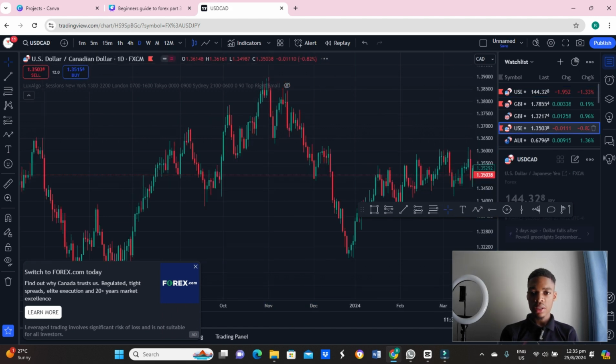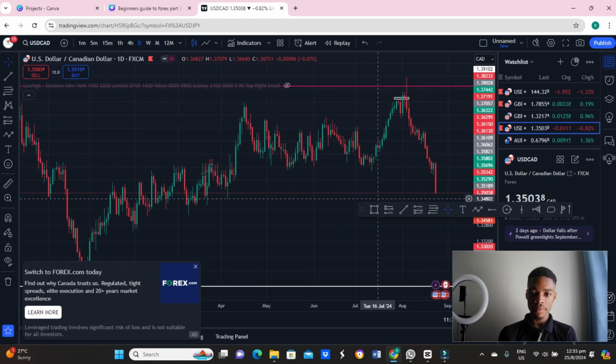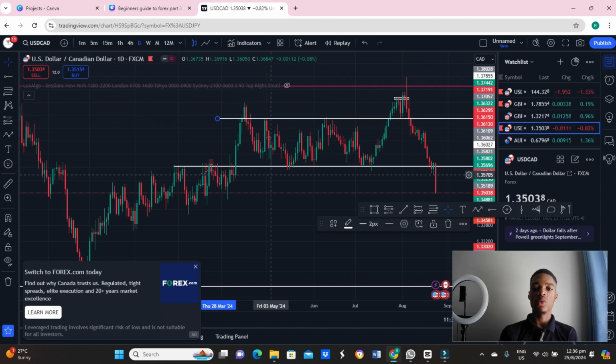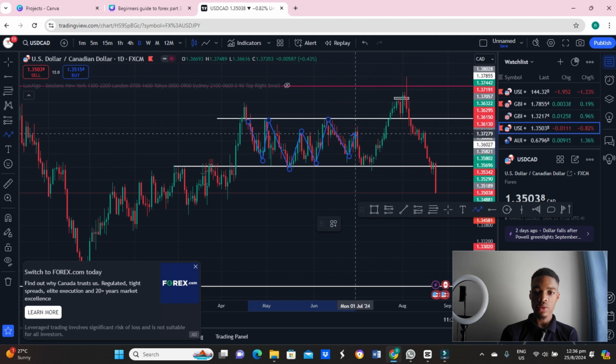Alright, and on USD CAD, we have a consolidating market that we have pointed out for you guys. So our next market structure is a consolidation market right here. Essentially, a consolidation market is a market that is trading within a range. It's not making any higher highs and it's not making any higher lows. It's just going sideways, and this is what we have seen here. Price is just bouncing within a range. It's not going higher, it's not going lower, it's just going up, it's just going down.